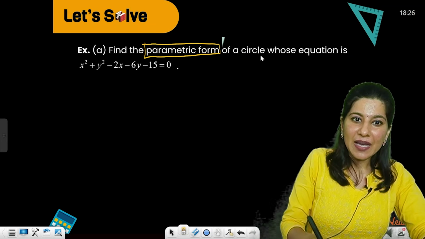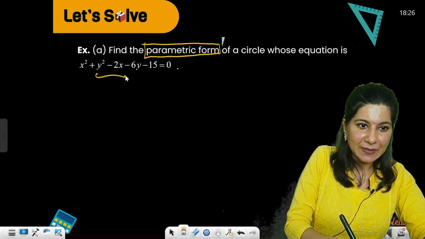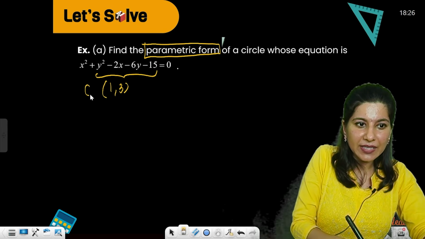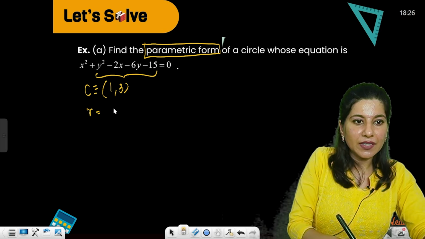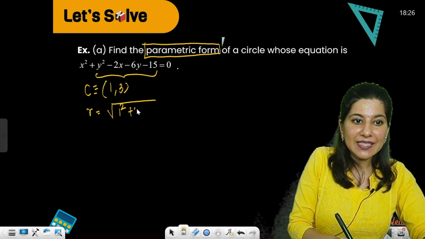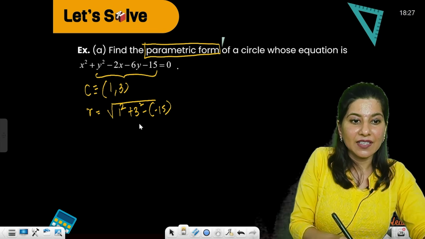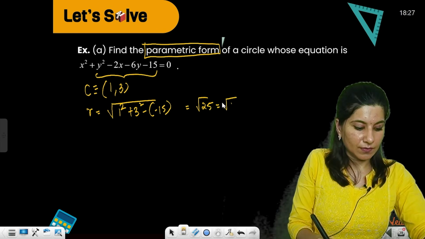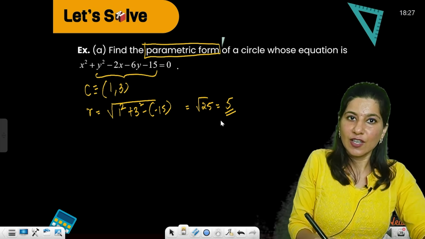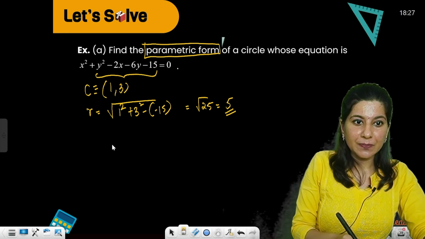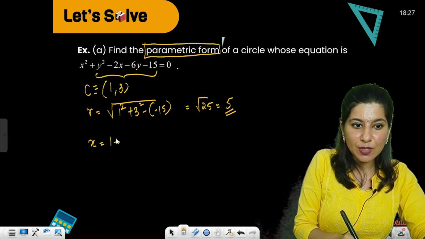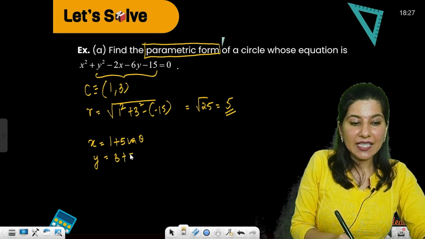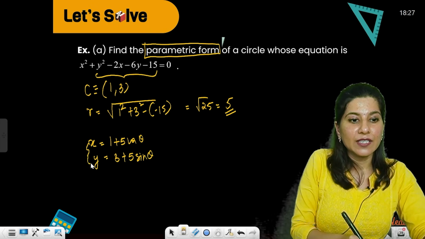Okay. Find the parametric form of circle whose equation is this. Okay, simple. So center clearly is 1, 3. You know how to calculate center. And radius is what? Square root of 1 square plus 3 square minus 15. That is 10 plus 15, root 25, equals just 5. Okay. So now your parametric form is x equals h plus r cos theta and y equals k plus r sine theta. Okay, so this is how it is done.